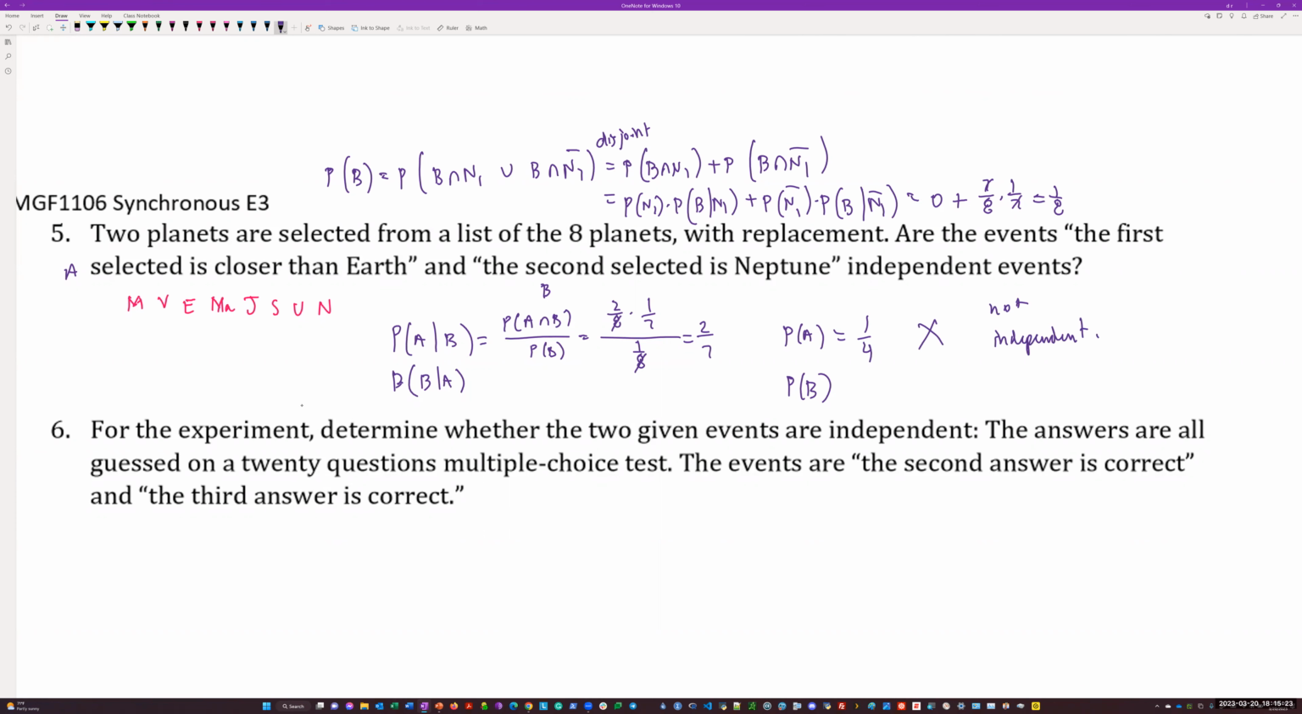For the experiment, determine whether the 2 given events are independent. The answers are all guessed on a 20-question multiple choice test. The events are, the second answer is correct and the third answer is correct. Are they independent? You could.